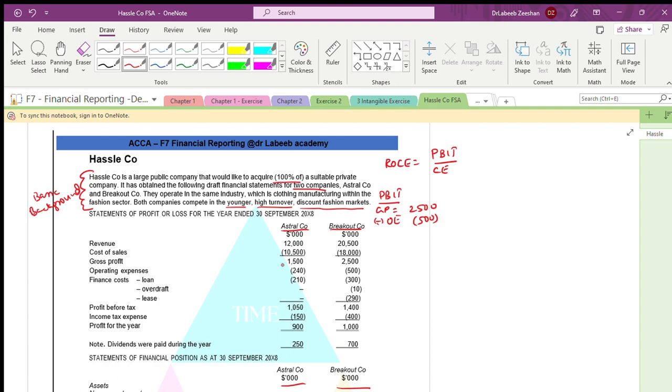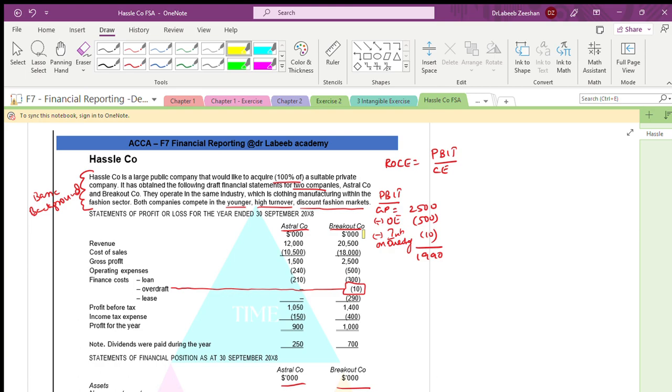Next, see the things. This is very, very crucial. Most of us will ignore this. Overdraft is a short term item, not a long term one. It's a current liability. Now, we have to deduct the interest on overdraft, which is 10. We should not take that into consideration. So 2,500 minus 500 minus 500 minus 10 gives 1990. This is very, very crucial.